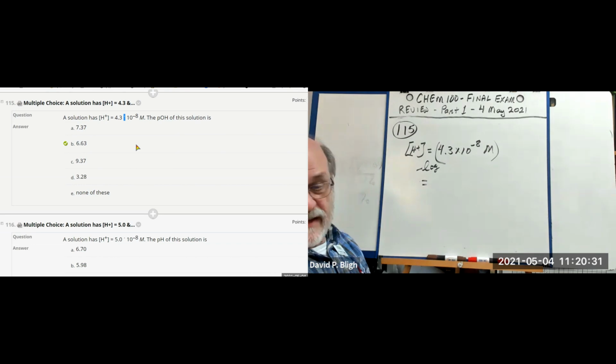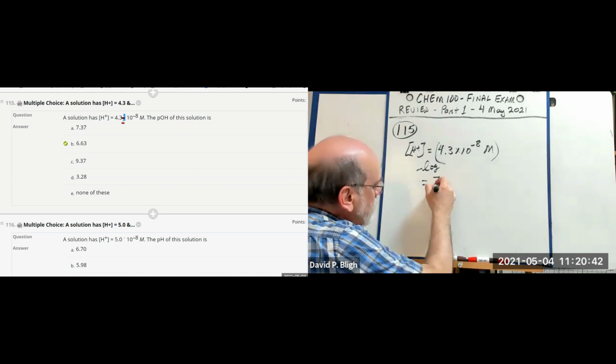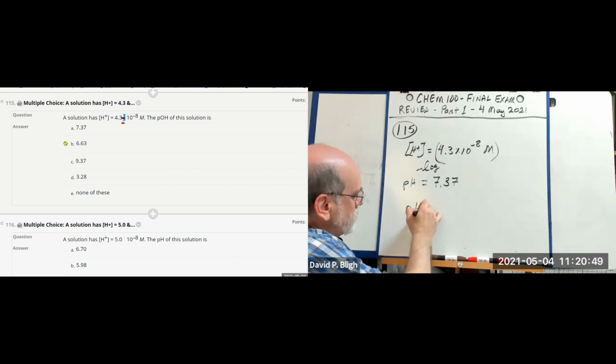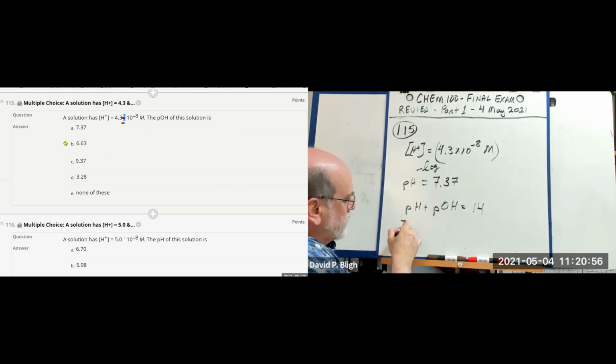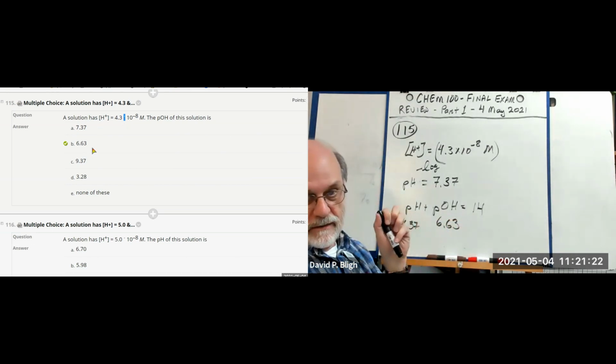7.37. Well, let's see. Is that right? Two significant figures means 2 decimal places. Yeah. 7.37 pH. Now, what do we know? We know that pH plus pOH equals 14. So if we put 7.37 here, then we just subtract it from 14 and we get pOH. Well, I did something wrong. Let me try that again. There we go. 6.63 is the pOH. There it is right there.